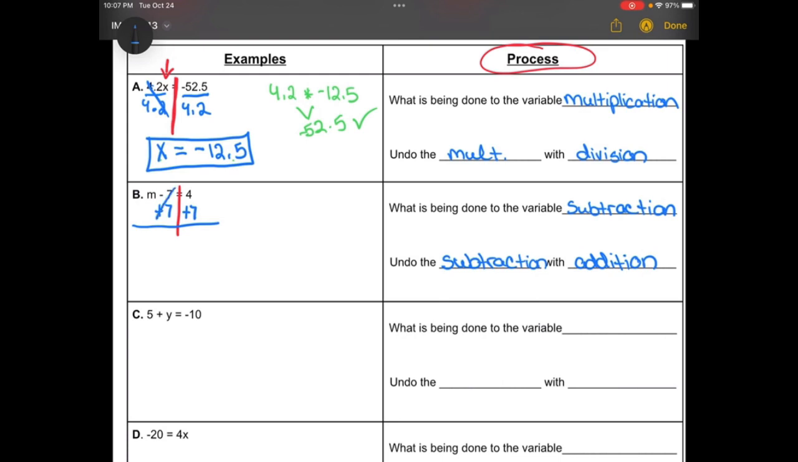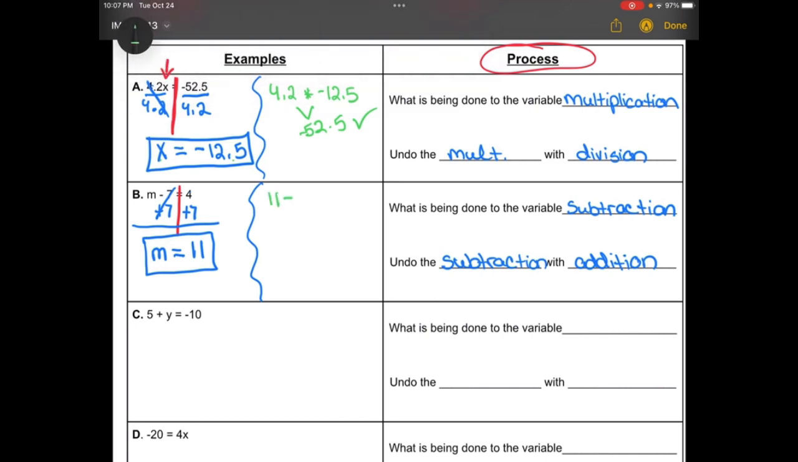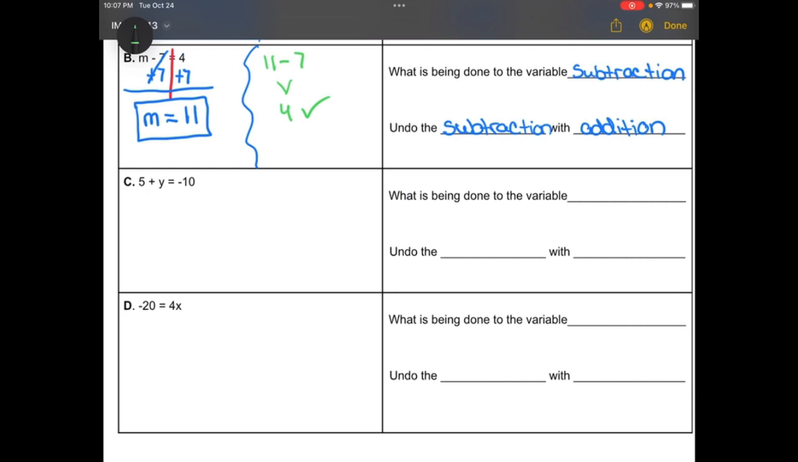Negative 7 plus 7, that cancels. That becomes a 0, but you don't have to write the 0. Bring the m down and then add 4 plus 7. It's 11. So your final answer here is 11. And you can easily check your answer by taking that 11 and plugging it back in for m. So instead of m minus 7, 11 minus 7 equals 4. That checks out.